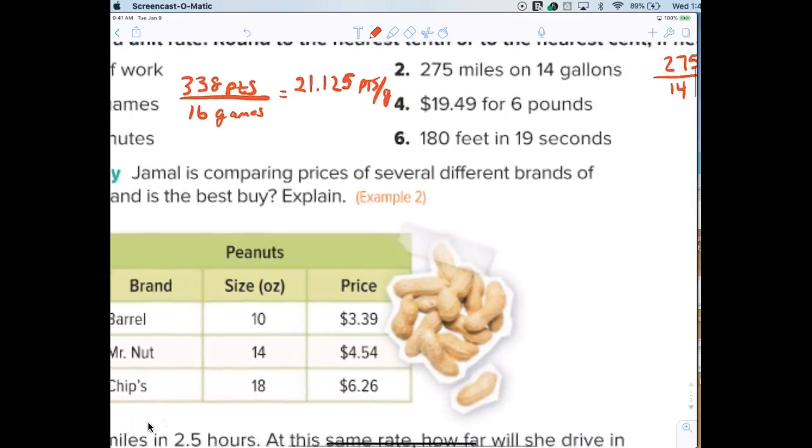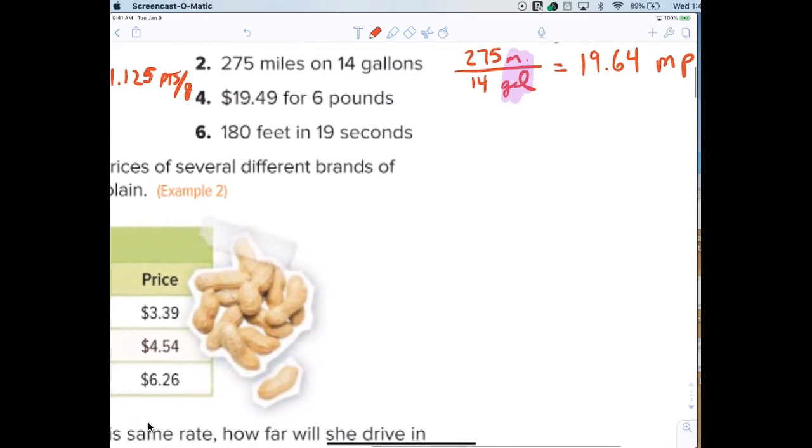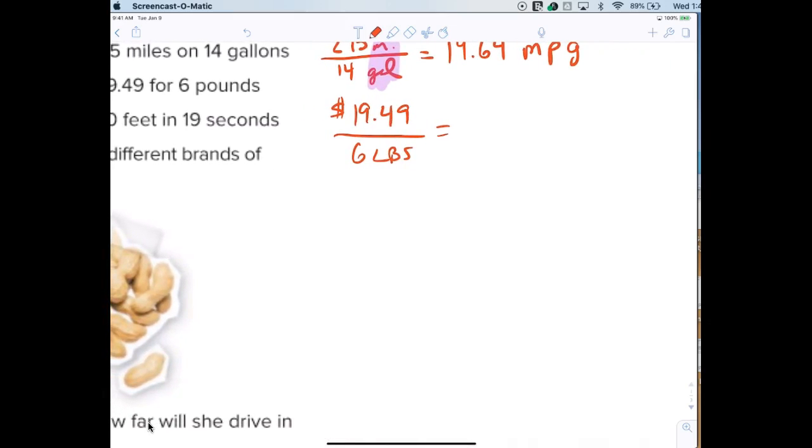All right, so number 4 now. Tell me. So it's $19.49 per 6 pounds. That's correct. So now, tell me what that means. So you divide. 3.248, and then a bunch of 30.